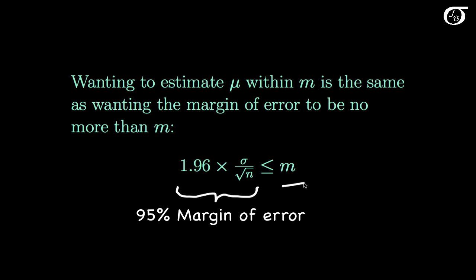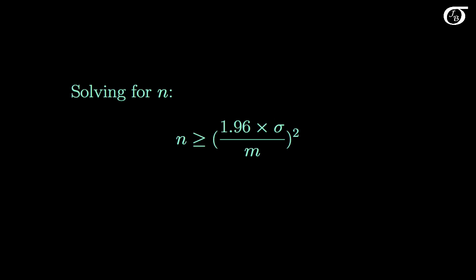And now it's just a little algebra. We're going to move m down here, we're going to bring the square root of n up here, and then we're going to square both sides. And the result is this formula for the sample size that is required. This value 1.96 is the appropriate z value for a 95% confidence level.